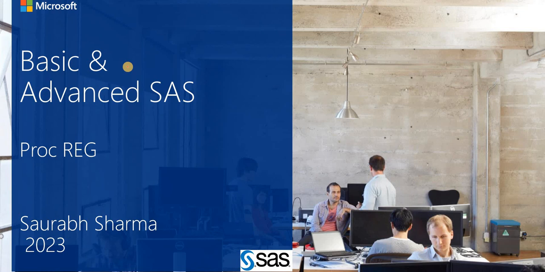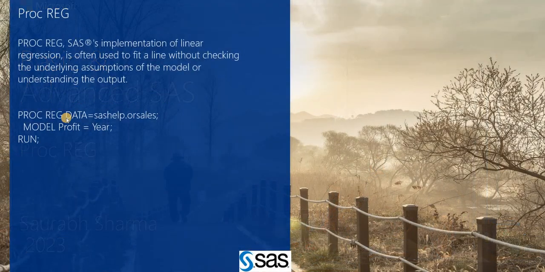So today we are doing the Proc Reg. So what is Proc Reg and why are we using the Proc Reg in SAS? Proc Reg is a SAS procedure used for linear regression analysis. So here is an example code for the Proc Reg, and why we are using it. Proc Reg basically works on dependent and independent data.